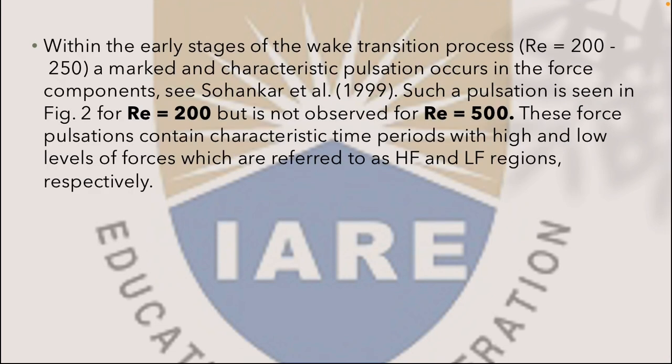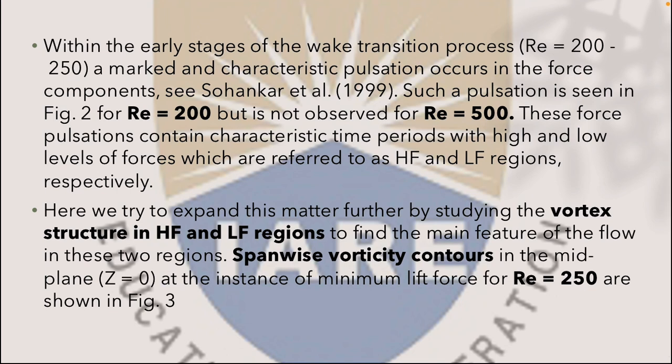Within the early stages of the wake transition process, a marked and characteristic pulsation occurs in the force components. Such a pulsation is seen in figure 2 for Reynolds number equal to 200, but it is not observed for Reynolds number 500. This force pulsation contains characteristic time periods with high and low levels of forces, which are referred to as HF and LF regions respectively. Here we try to expand this matter further by studying the vortex structure in HF and LF regions.